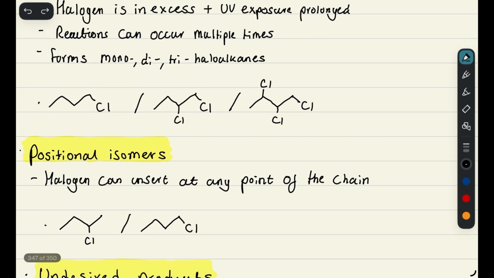Another thing is going to be about isomers, structural isomers. So the halogen doesn't need to insert only at the end of the chain. It can insert anywhere. So we have here 2-chlorobutane and 1-chlorobutane. No reason why it can't go into different places. Again, this affects the properties, which we'll probably talk about more later when we get into organic chemistry. Just know that's important.